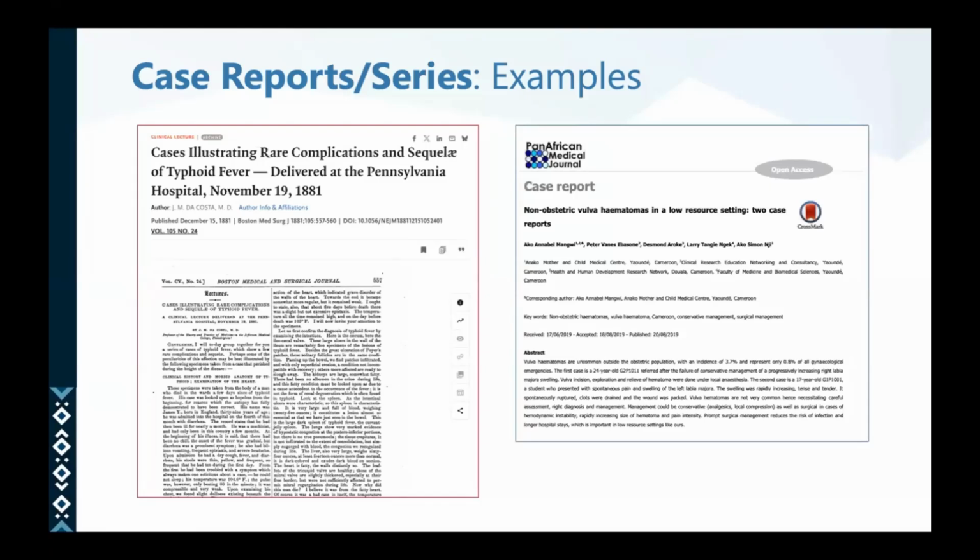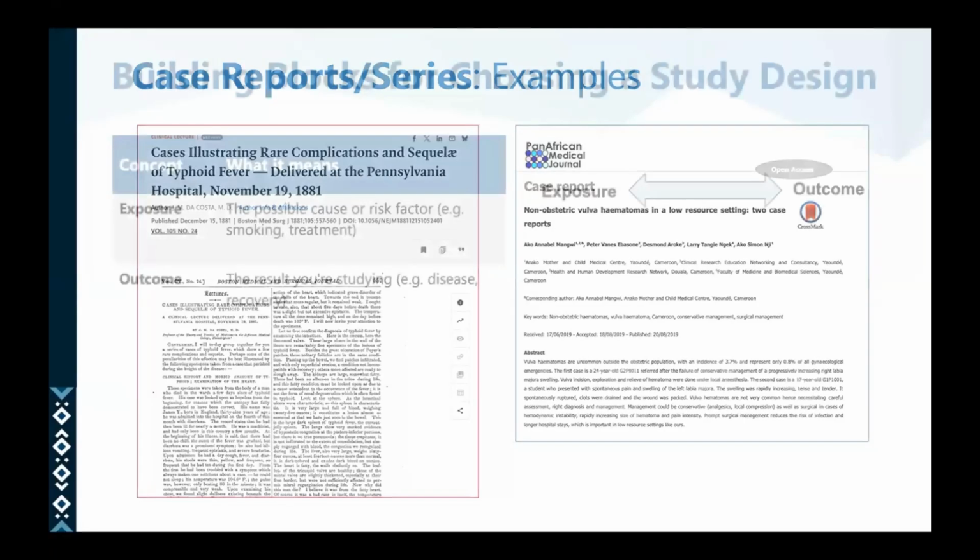In this other example here, we describe 2 cases of patients who had vulvar hematomas. These were outside obstetric settings. So these were not women who were giving birth and then developed obstetric vulvar hematomas. These were just spontaneous cases, so they were quite interesting, and we wrote it up and published it in the Pan-African Medical Journal.